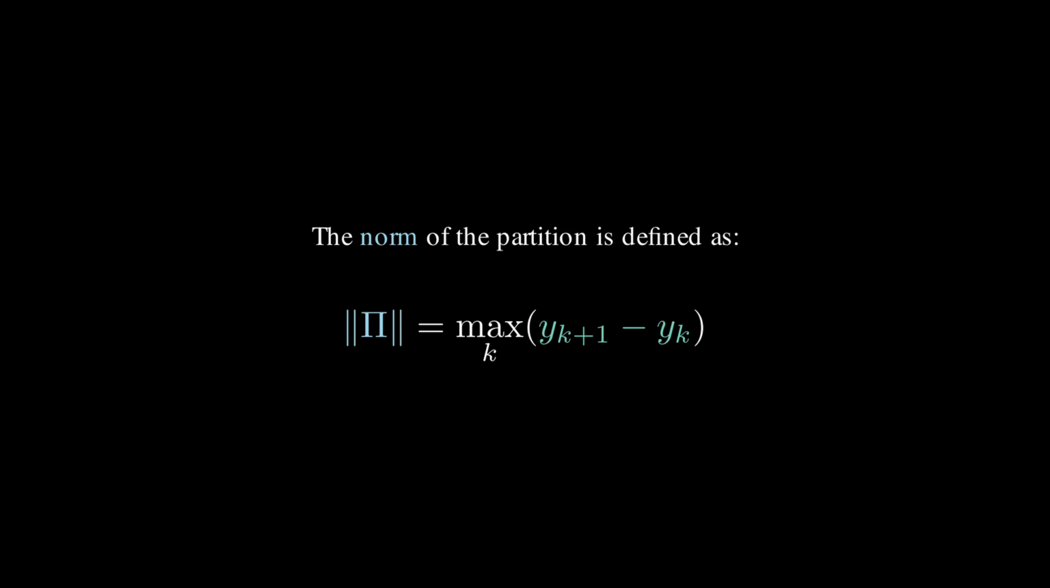The norm of the partition, denoted by the norm of pi, is defined as the length of the longest subinterval, yk plus 1 minus yk.